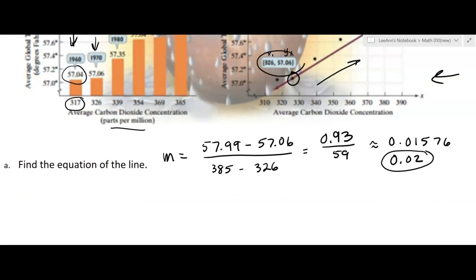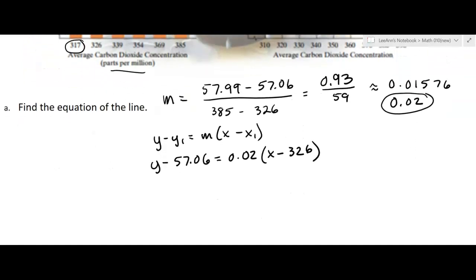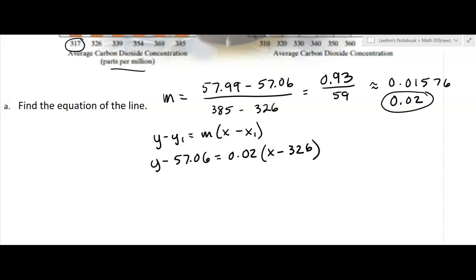Okay, now we're going to use that, and we'll use one of the points. I would use the smaller point, probably, with point slope. So y minus y sub 1 equals m times x minus x sub 1. And so I would have y minus 57.06 equals 0.02 times x minus 326. Okay, and then what form do they want it in? Well, they probably want it in function notation. So I would get y by itself, and that's what we've done in the past anyway.